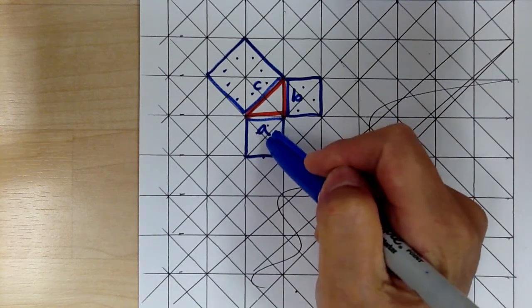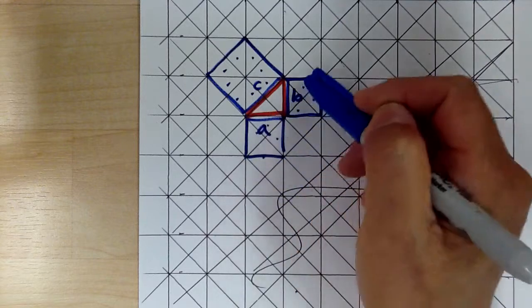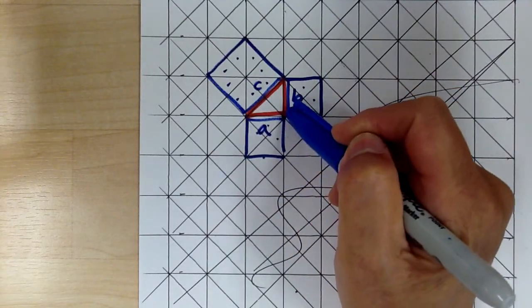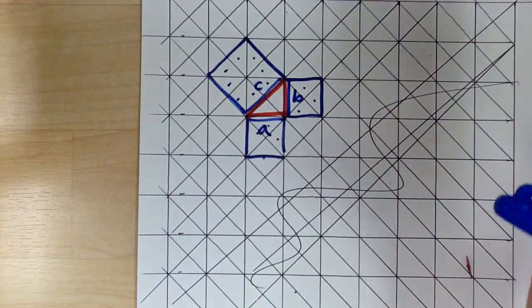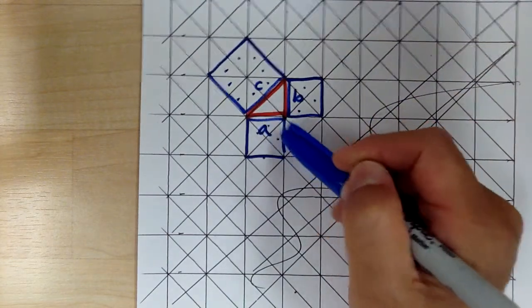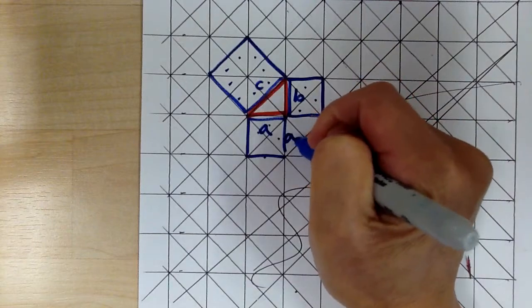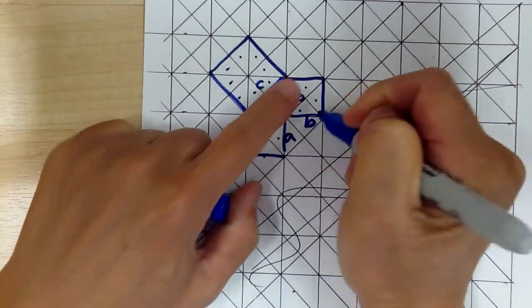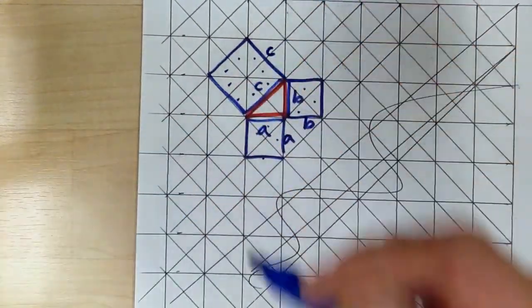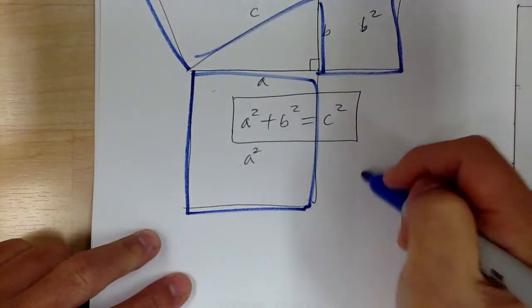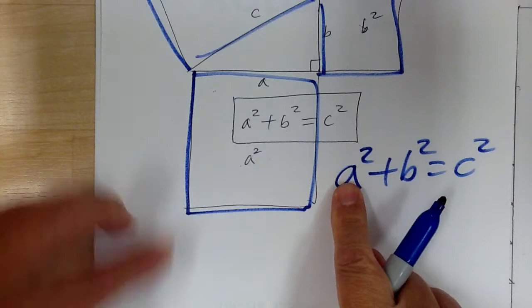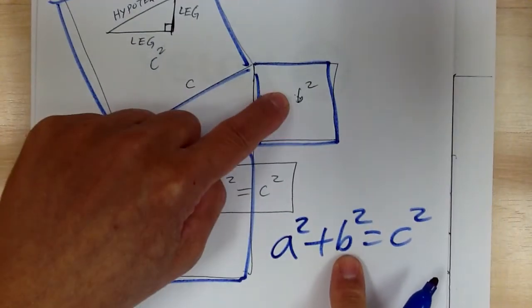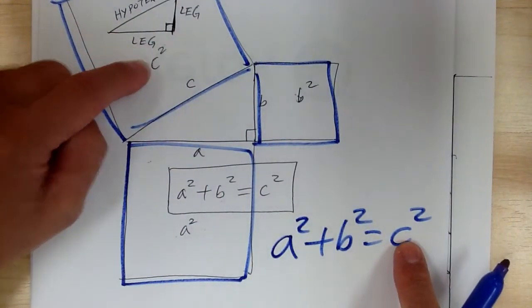So again, the area formed from this side plus the area formed from this side equals the area formed from this side. And how are you going to figure out the area of a square? Well, A times A, right? That's where the A squared came from. The area of this is B times B. The area of this is C times C. So that's where this formula came from. The area on this side plus the area on this side equals the area formed from this side.